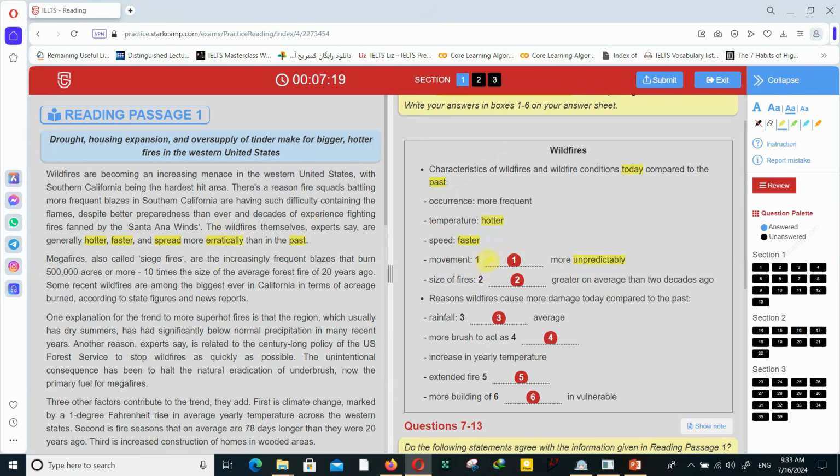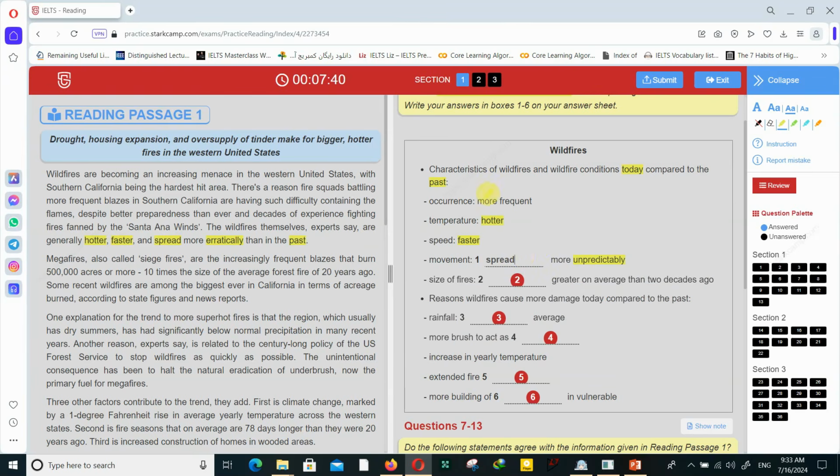So the answer is going to be spread. Now here I'm writing spread. And be careful about the spelling, because if you make a spelling mistake, your right answer is considered as a wrong one. So be careful about that.